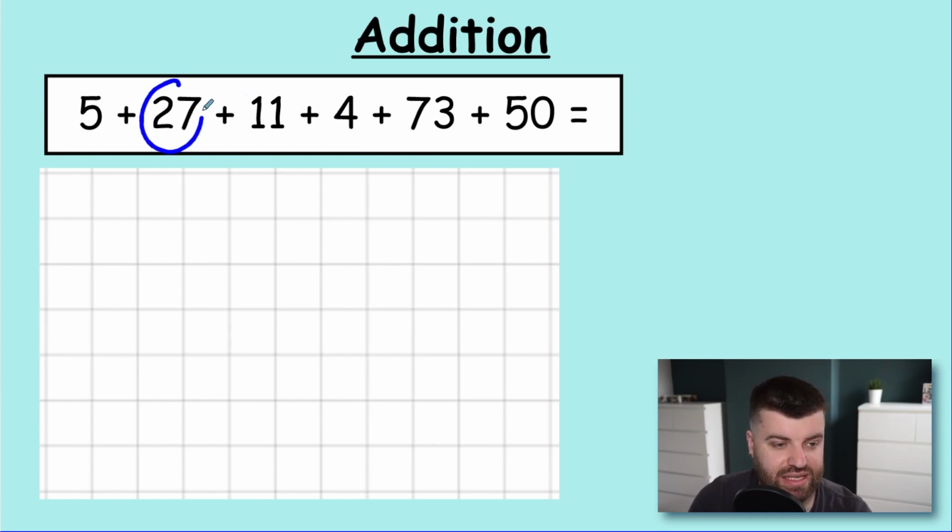Now look at 27 and 73. That is a number bond to 100, and it's vital. We talked about this in the starter. You need to be really confident with 2 numbers up to 100, because what I can do now is cross these out and I can replace it with 100.